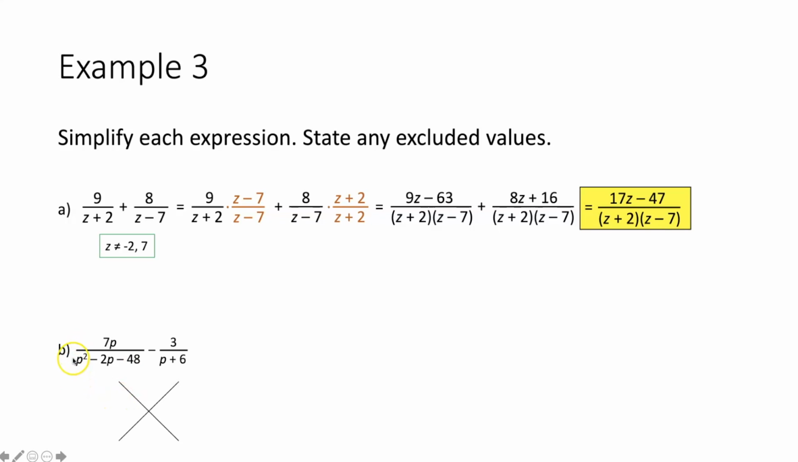We take our a value, which in this case is 1, multiply it by our c value, which in this case is negative 48. We put that up here. Take our b value, negative 2, put that in the bottom of our magic x.